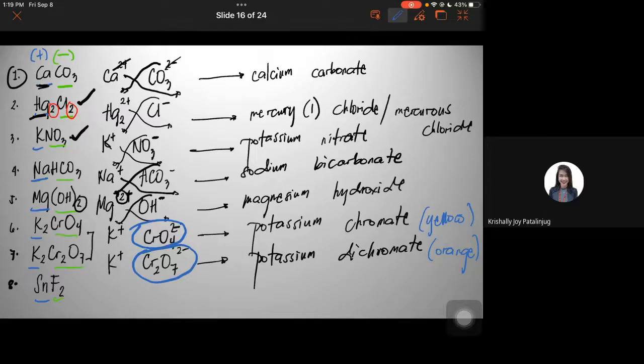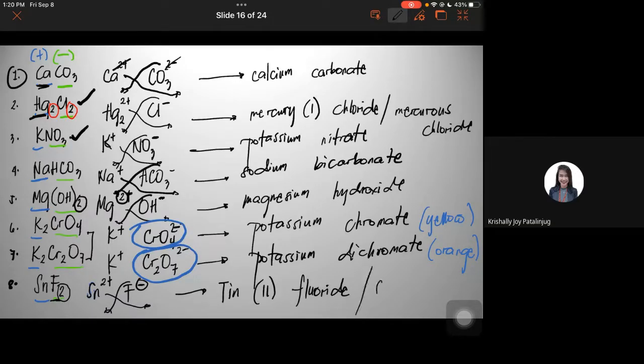Then last, Sn. Sn is 14. Sn2+. That is 2+ based on the chemical formula of the compound. Look at the subscript after fluoride. You are seeing a subscript of 2 that comes from the numerical value of the charge of tin. Then fluoride is F negative 1. So that's tin 2 fluoride, or also known as stannous fluoride.